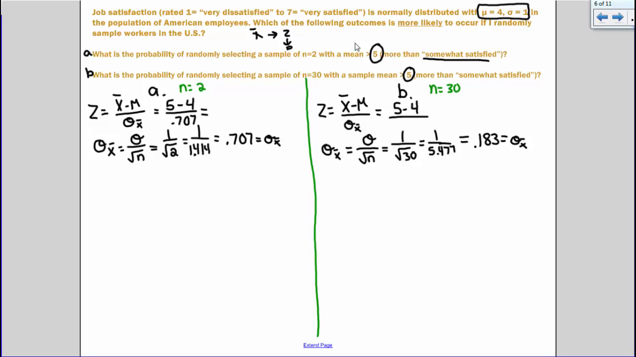So I'll do the one for a sample size of 2 first. So 5 minus 4 is 1, divided by 0.707. And you end up with a z-score of 1.414. Then over here, for the sample size of 30, 5 minus 4 is 1, 1 divided by 0.183, and you get a z-score of 5.464.